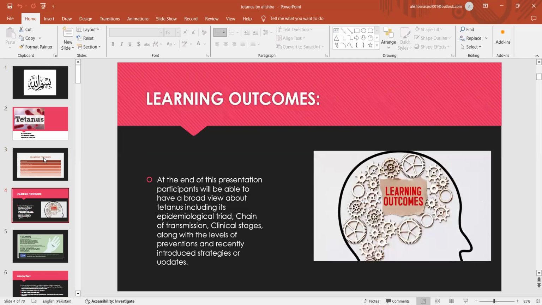At the end of this presentation, participants will be able to have a broad view about tetanus, including its epidemiological triad, chain of transmission, clinical stages, along with the levels of prevention, and recently introduced strategies or updates.